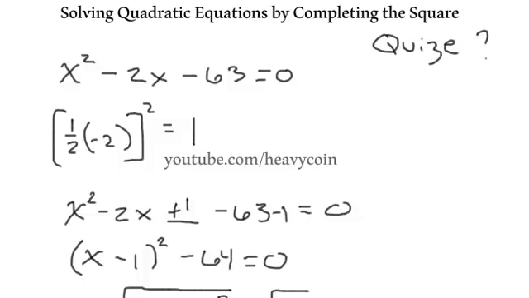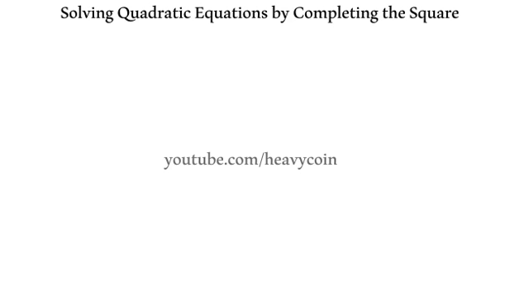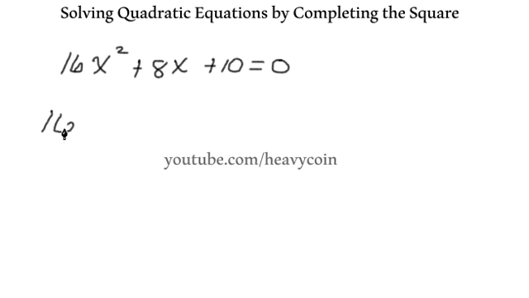Alright, well hopefully you got the hang of being able to complete the square and solve for x, finding the solution set. We're going to work one more and see what we come up with here. We have 16x squared plus 8x plus 10 is equal to 0. So what I want to do here is factor out this 16, okay? So we need to do that.